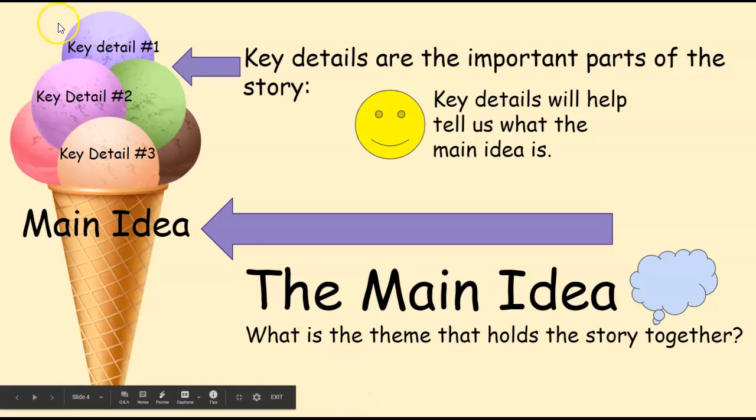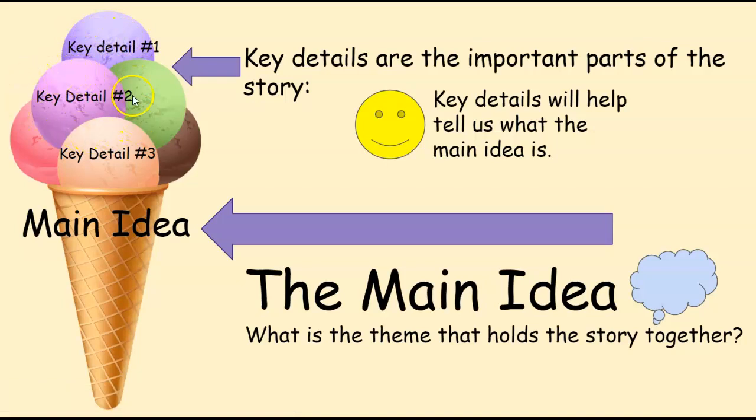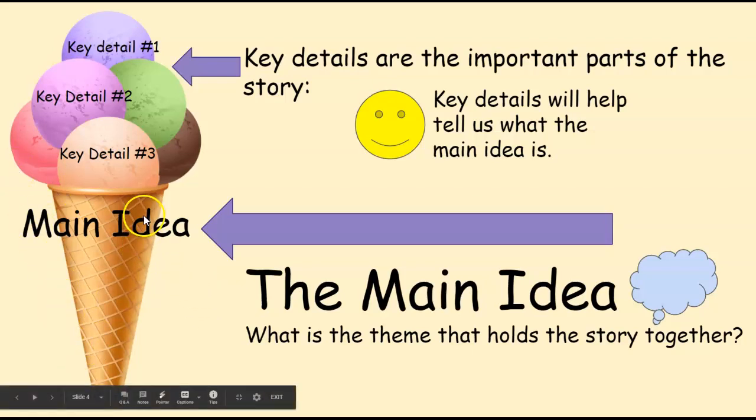So for example, we can have a key detail at the beginning of the story, in the middle of the story, and at the end of the story. Key details are important parts of the story. These key details will help us understand what the main idea is. Now, the main idea is what the story is mostly about. It's the theme that holds the story together. Just like this ice cream cone holds all the ice cream together.